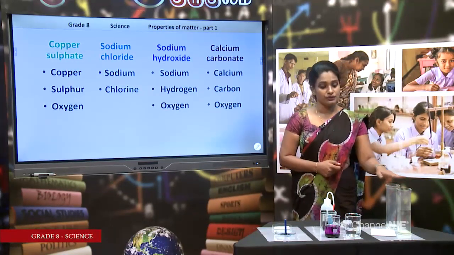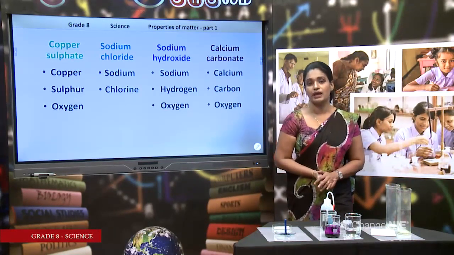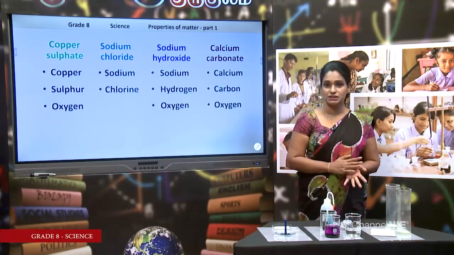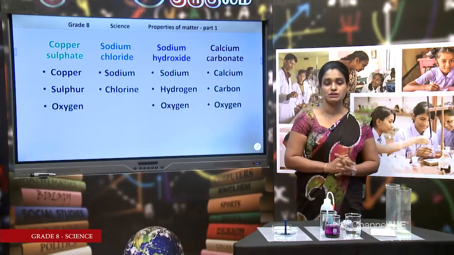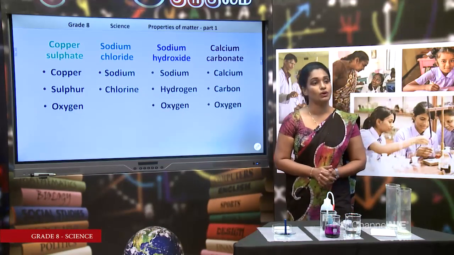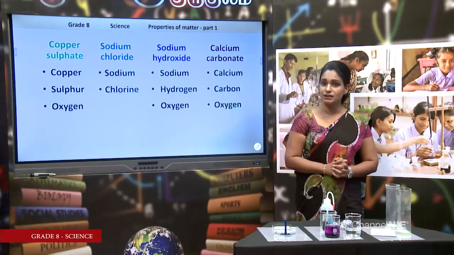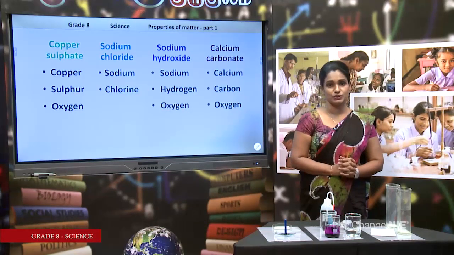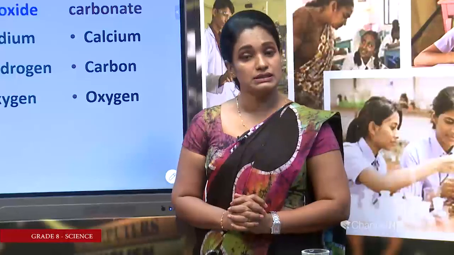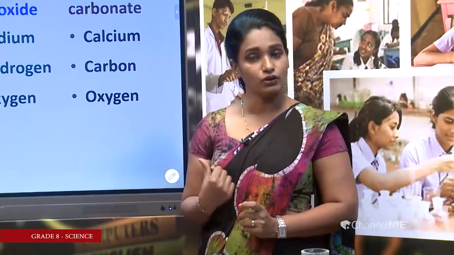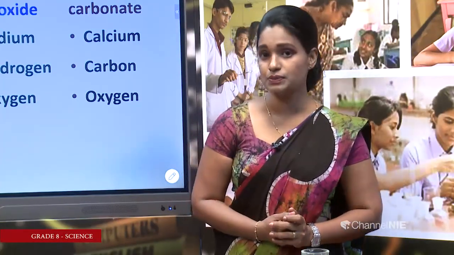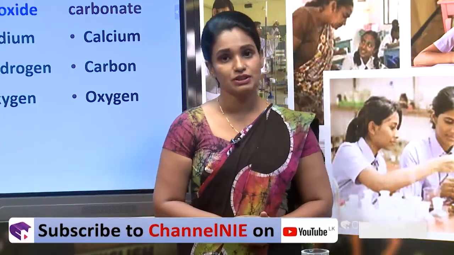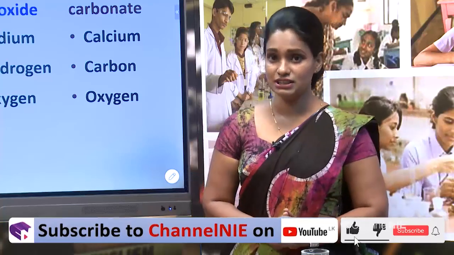Then we talked about pure and non-pure substances. You know how to differentiate pure and non-pure substances. Then we talked about elements and compounds. So, that is the summary of our lesson today. This is the end of part 1 of your lesson number 4, that is properties of matter. The rest of the lesson will be continued as part 2 on another day.